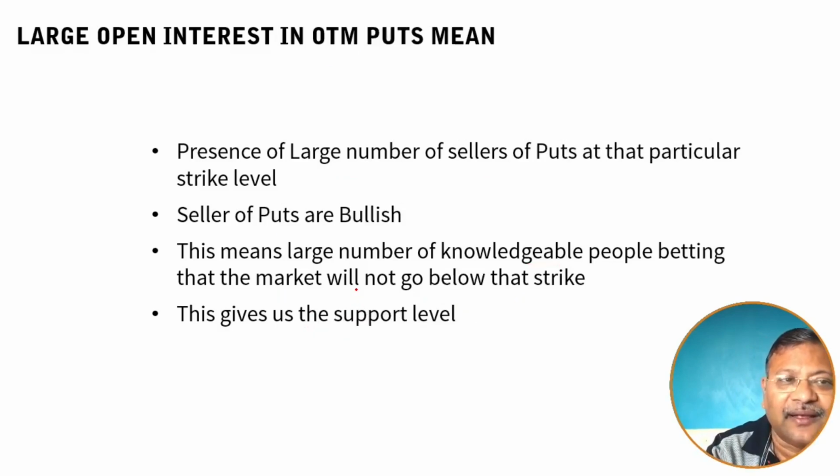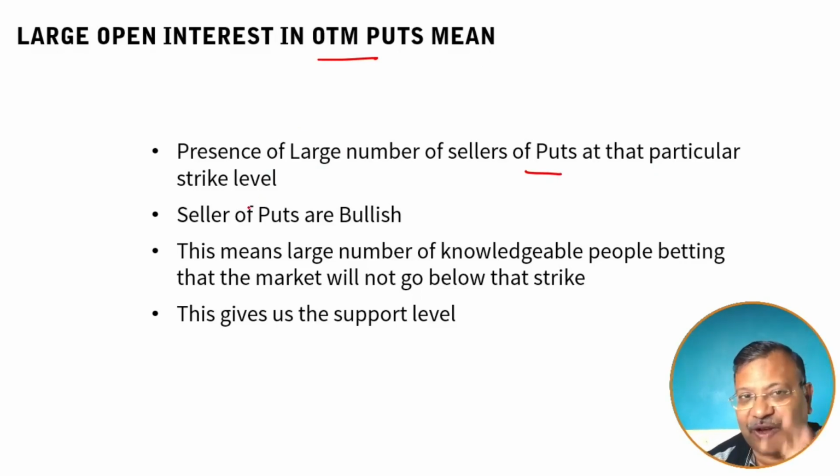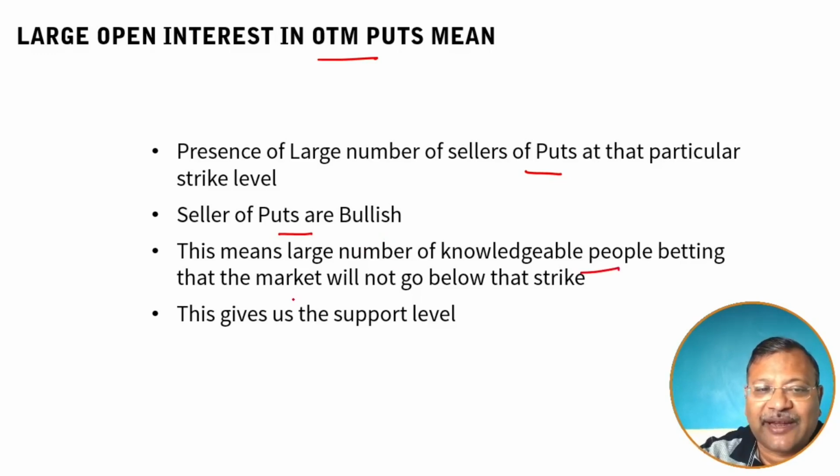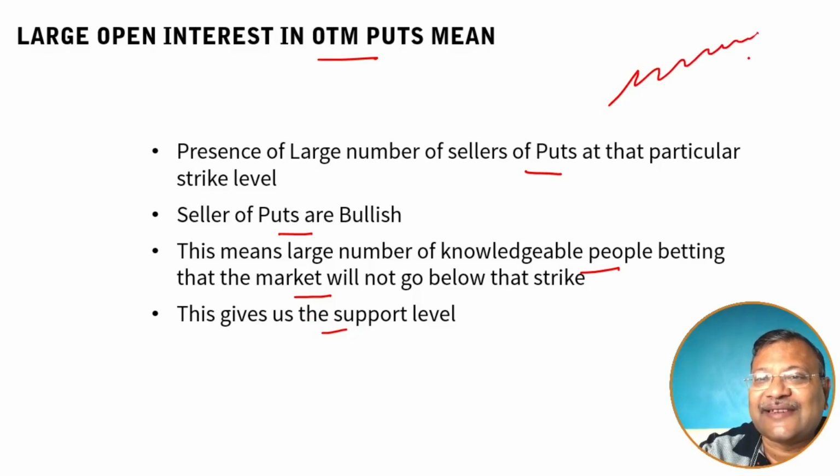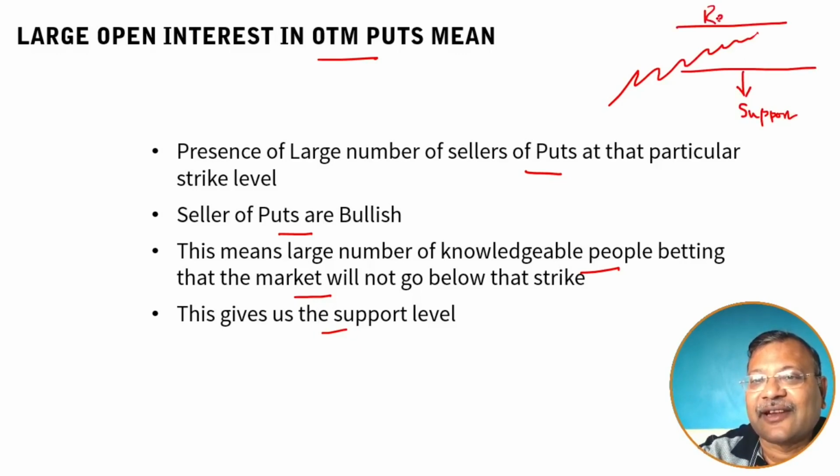Okay. Similarly, large open interest in OTM puts. Again, notice we are concentrating on the OTM puts. Now, the presence of large number of sellers of puts at a particular strike level, because we know that if there is a large open interest, there are large buyers and sellers. But for us, what is important is there are sellers. Now, sellers of put are bullish, which means that large number of knowledgeable people are betting that the market will not go below that strike level. This gives us the support level. And we know that when we plot a price graph, we know that this is the support level and this is the resistance level.